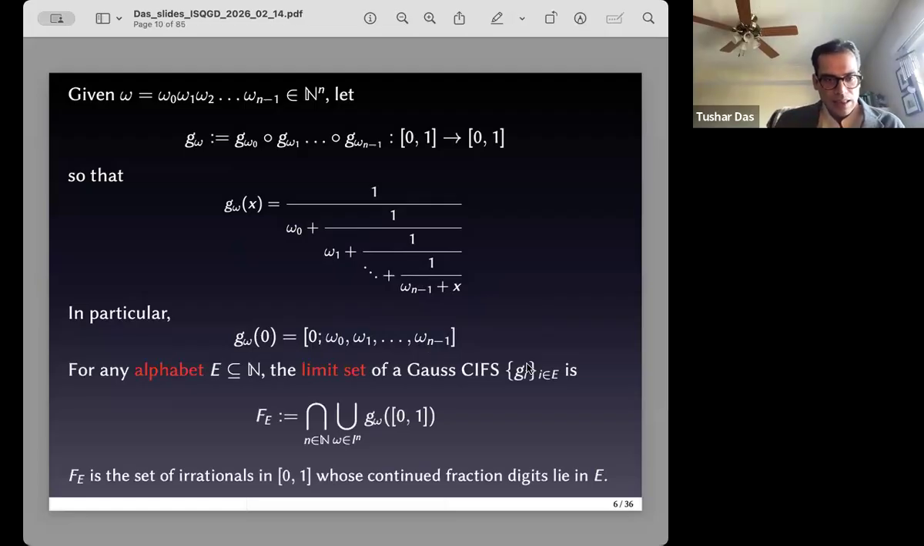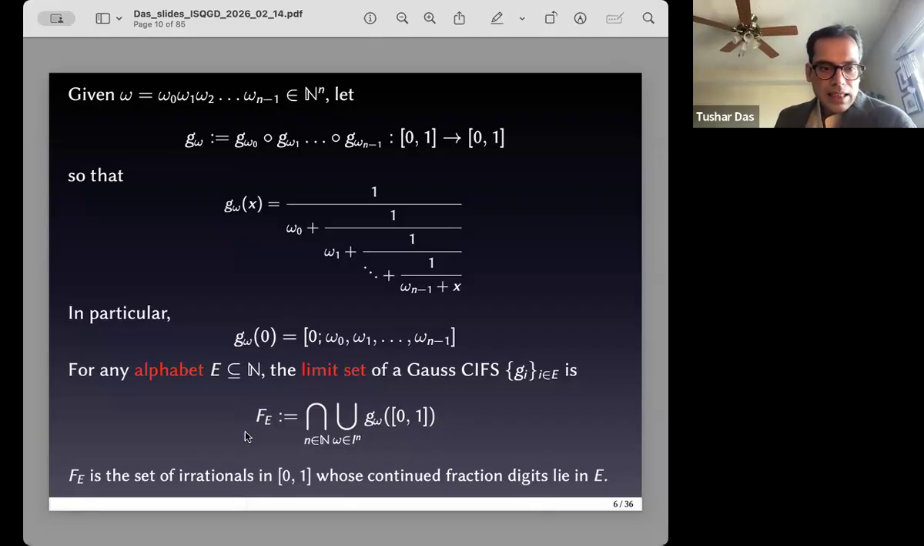Okay, so we're interested in limit sets of Gauss CIFSs, and these are typically fractal sets in the unit interval, and they're formed just as you would form any fractal set by an iterative procedure. You just define it as an intersection of unions of images of [0,1]. This is the same format as you probably were introduced to the middle third Cantor set when you were an undergraduate.